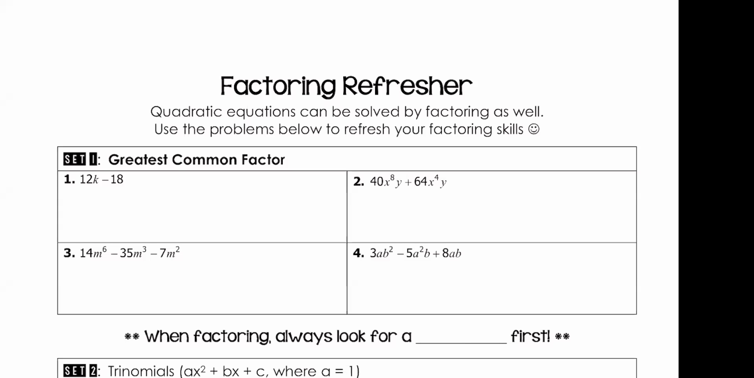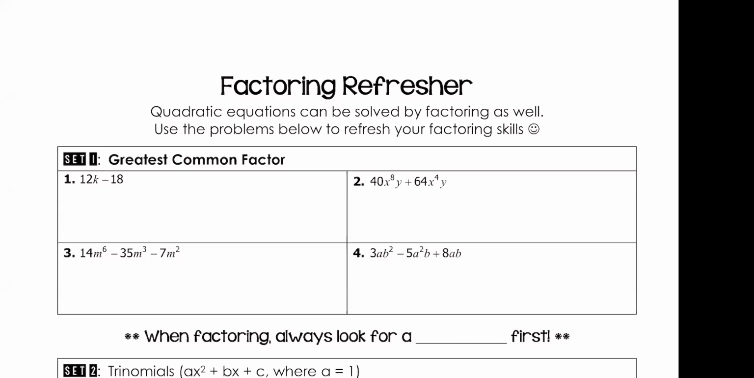So the first thing we want to look at, and what you should always be on the lookout for when you're trying to factor, whether you're solving a quadratic or just trying to simplify an expression, is to always see: is there a greatest common factor? Is there something you can pull out from both or all of the terms?